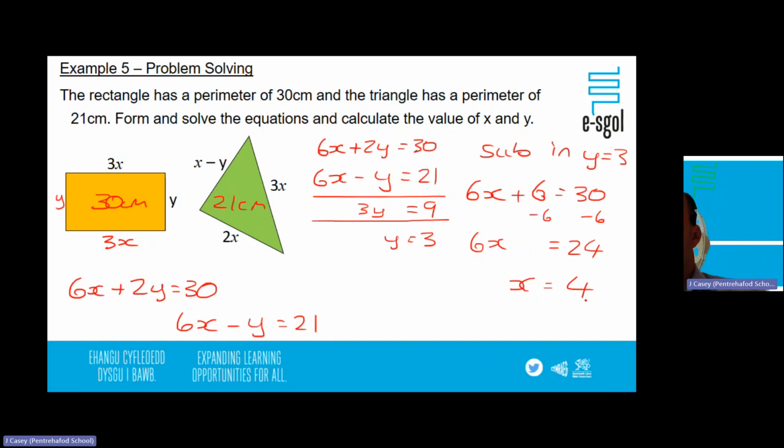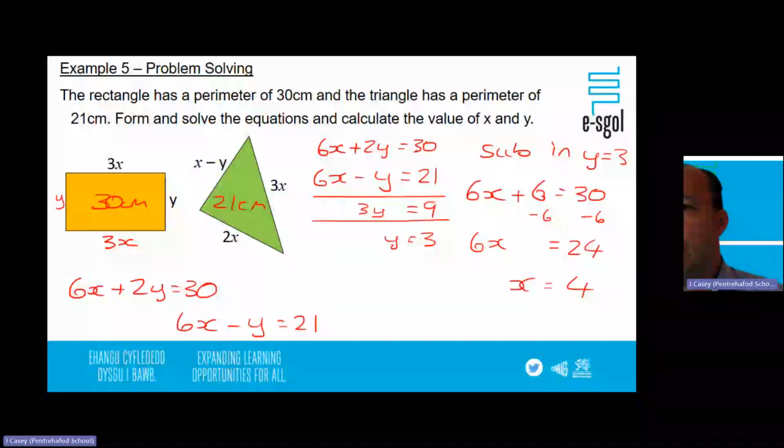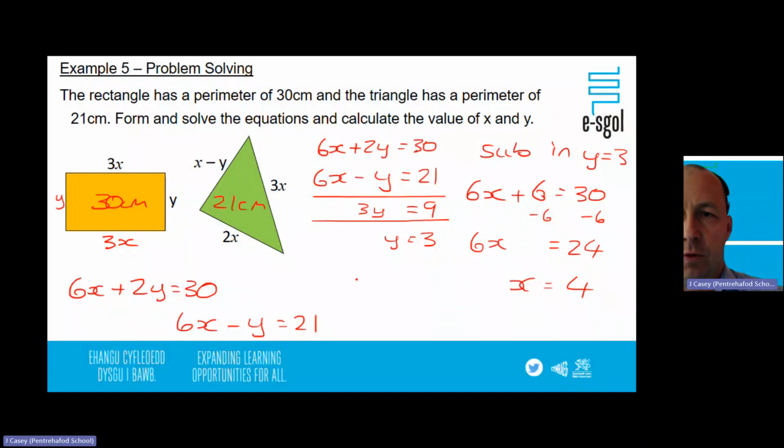In most cases, if you do a shape question like this, you're going to have positive values. So it's unlikely to have a negative value of x. I suppose it is possible, but it's not really possible. You're going to have positive values. Okay, so y is equal to 3 and x is equal to 4.